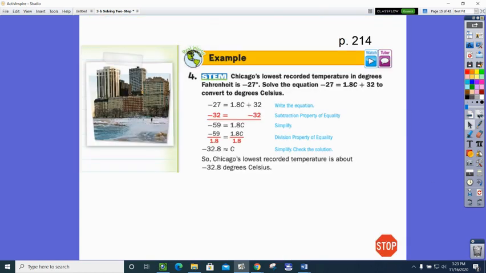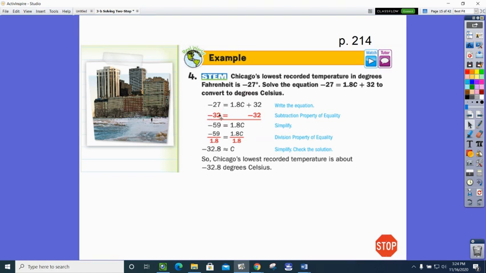So just to show you a two-step real-world equation here, just so you can see where we use this stuff. Here's an example. So Chicago's lowest recorded temperature in degrees Fahrenheit was -27 degrees. Wow. And they want you to solve the equation -27 equals 1.8 C plus 32. And when you do this equation, your answer will be the degrees Celsius that -27 degrees is. So I'm going to take that equation, and I'm not going to touch the 1.8 C. I'm going to undo adding 32. I'm going to subtract 32 from both sides.